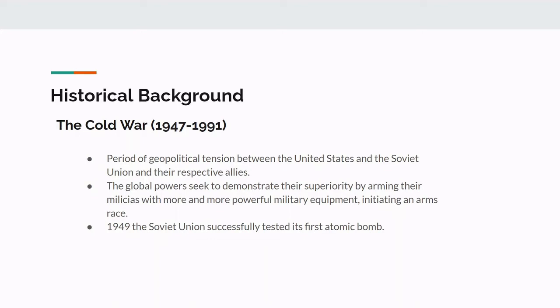It is not very clear where exactly the Cold War started, but some authors would say that 1949 was one of the dates where it's pretty much agreed where it started, when the Soviet Union successfully tested its first atomic bomb in what's today Kazakhstan.